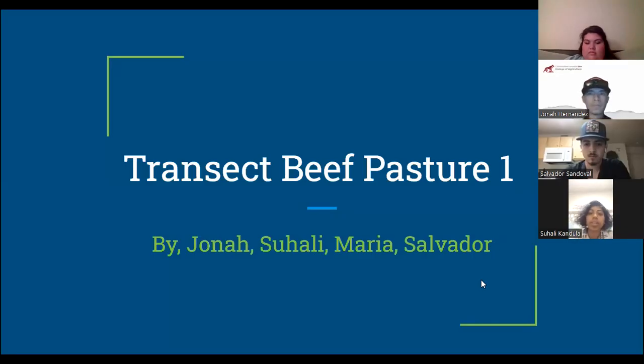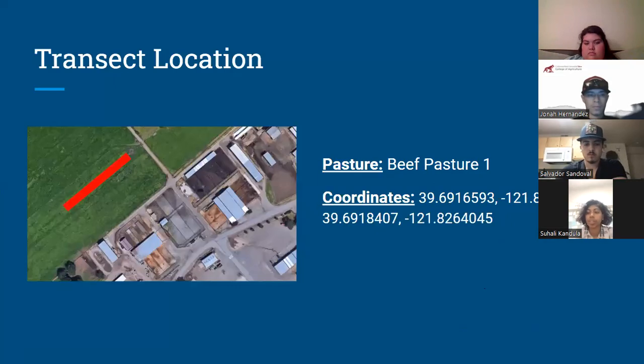All right. Hello, this is Transect Beef Pasture 1, led by Jonah, me, Suhali, Maria, and Salvador. We're here to go over the project, our Transect line. We did it on Beef Pasture 1. Our coordinates are shown below.